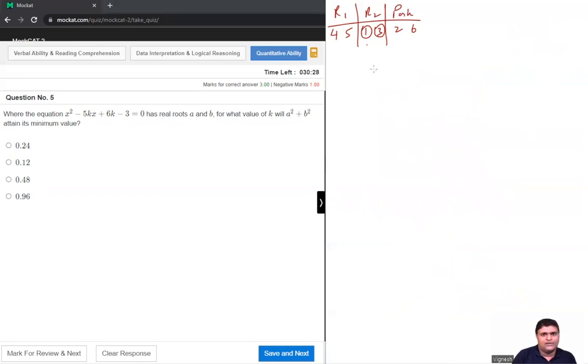Right? Real roots means b square minus 4ac, right? Which is minus 5k the whole square, 25k square, minus 4 into 1, which is a, into 6k minus 3, has to be greater than 0. Has real roots a and b, right? Can be equal also. So what do we get here? 25k square minus 24k minus 4 into minus 3 is plus 12 is greater than or equal to 0. How do you split 24? 25 into 12 is how much? 300. Do we split it? And what do we get here?